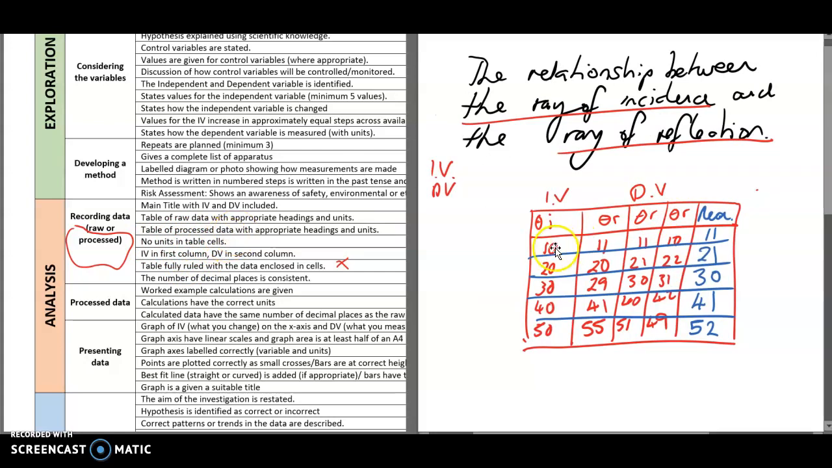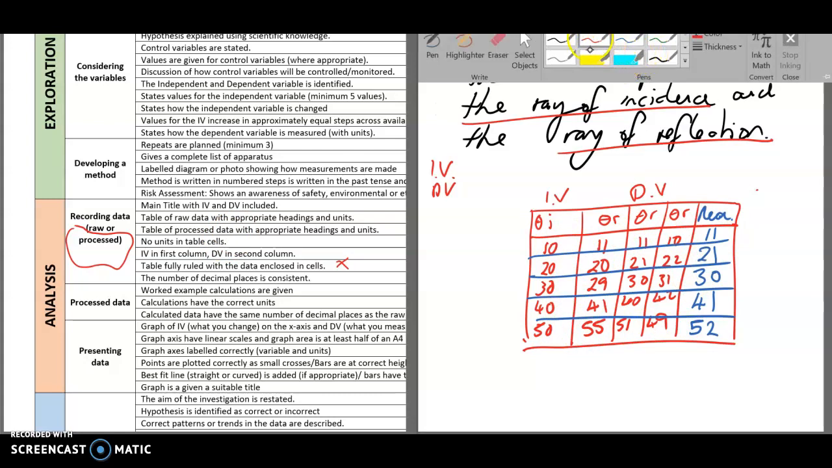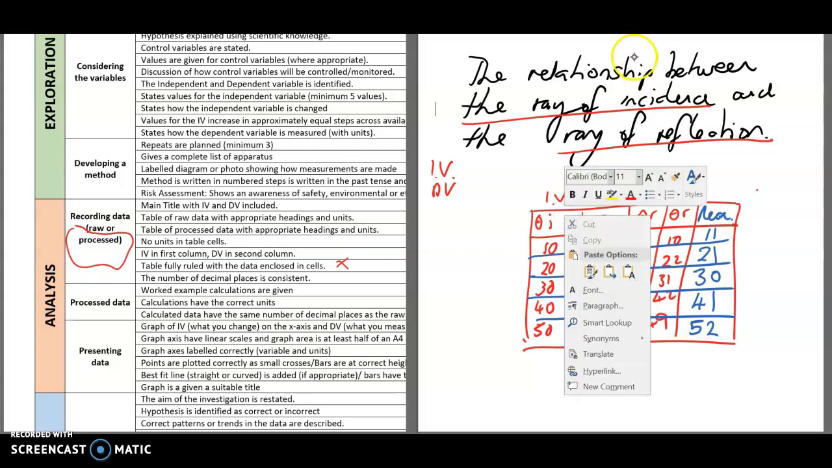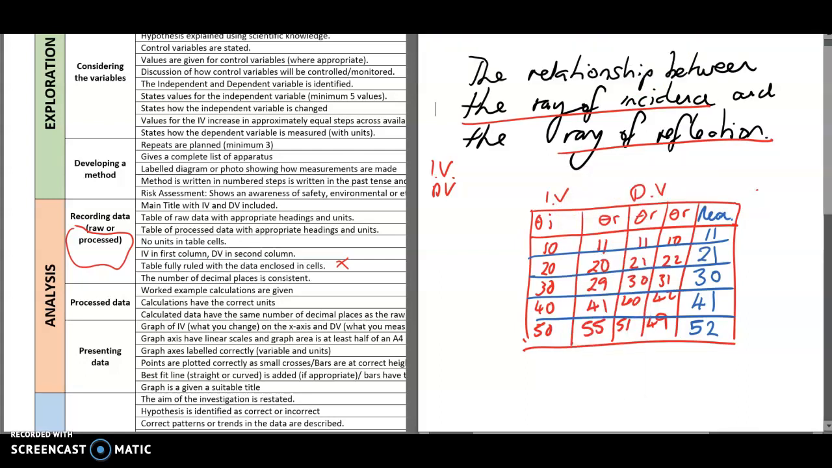No units in table cells, there's nothing here, no units, but I haven't actually told the reader what the unit is. Come on pens, this is degrees, degrees, degrees, degrees. And this is mean angle of reflection.